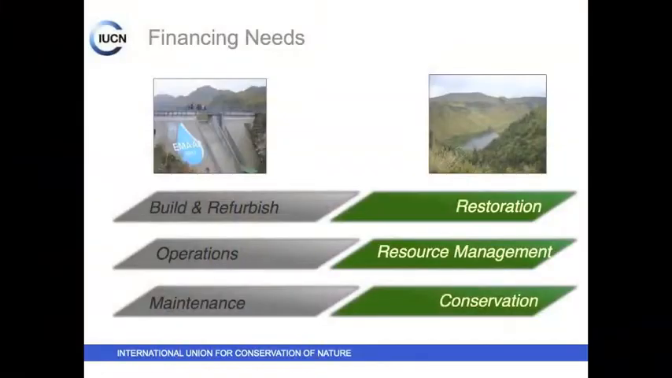So when we talk about built infrastructure, as you see on the left, we talk about financing the building of infrastructure, its refurbishment, operations, and the maintenance. And on the natural infrastructure side, we do exactly the same thing. It's just we use different words. We talk about restoring ecosystems, we talk about investing in resource management, we talk about conservation. But both, on both the built infrastructure side and the natural infrastructure side, require financing, require investments, and require an analysis that says what's the return on investment.